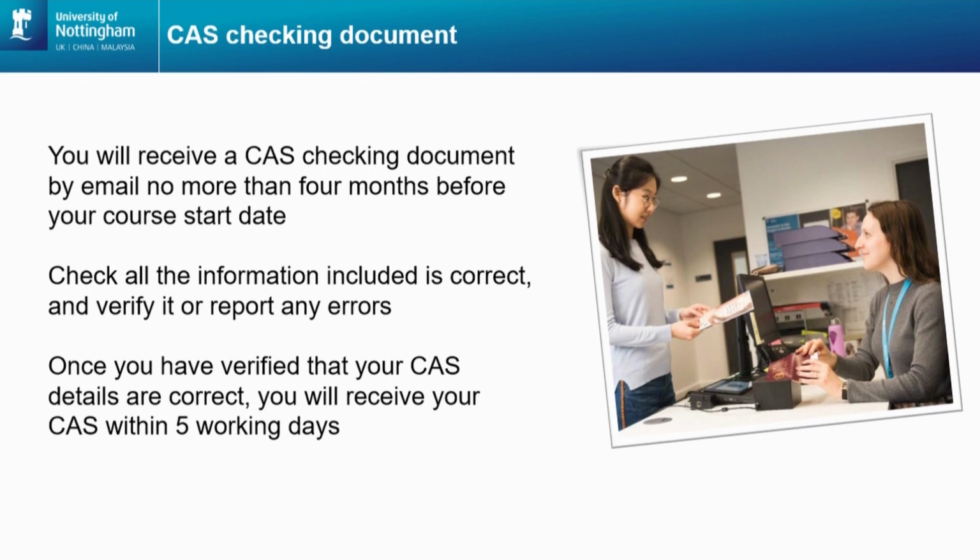So it's really important that you take the time to check that the information is correct before we assign your CAS number. Once you have verified that your CAS details are correct, you will receive your CAS within 5 working days, if not a bit sooner, and then you're ready to start the rest of the application process.